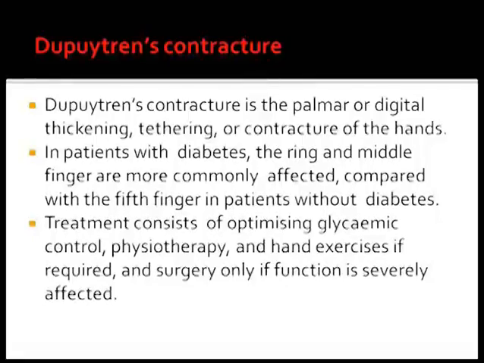Then the next thing is Dupuytren's contracture. This is also very common. It is the palmar or digital thickening or tethering or contracture of the hands. Again, I'll show you a photograph of that. In patients with diabetes, you can distinguish between a diabetic and non-diabetic person, because in patients with diabetes, the ring and middle finger are more commonly affected, while in those patients who do not have diabetes, it's the small finger, the fifth finger, which is more commonly affected. Again, treatment is good glycemic control, which is very important, physiotherapy, hand exercises, and sometimes if there is a very severe contracture, then you will need surgery.